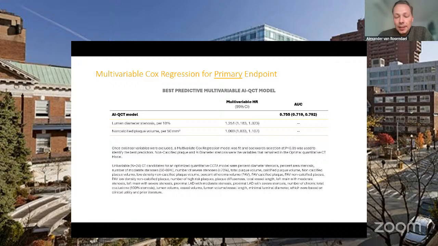And when you look at all these variables that automated quantitative CT provides you, all the specific lesion and patient-specific variables, we saw that actually the 2 most predictive variables for MACE were the diameter stenosis, of course, not surprising, and the burden of the non-calcified plaque throughout that coronary tree. It was not a total plaque burden or the calcified plaque burden, it was specifically the non-calcified plaque volume burden. And those 2 were the strongest of all the others, as you can see here.